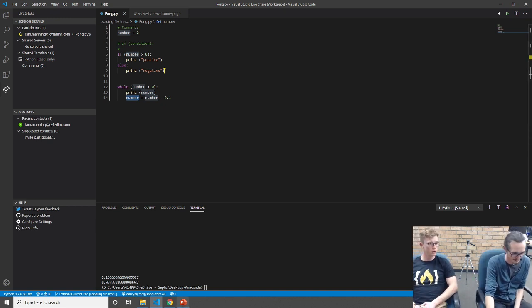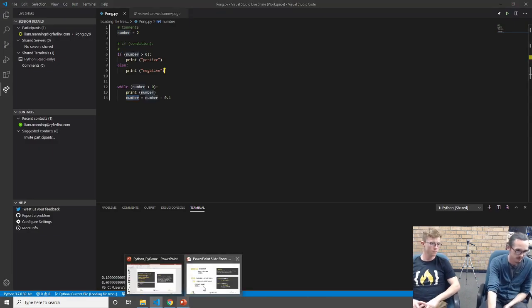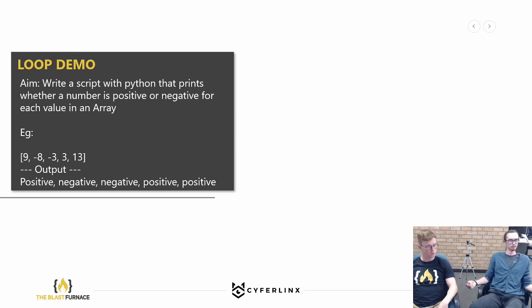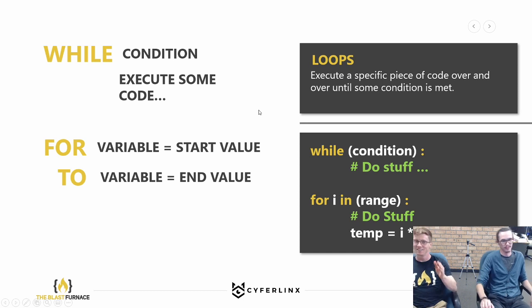Okay, so we're moving on now. Now that we've done your while loop, the next test, instead of a while loop, is a loop demo. We're going to do a for loop. A for loop, like FOR, not the number 4.